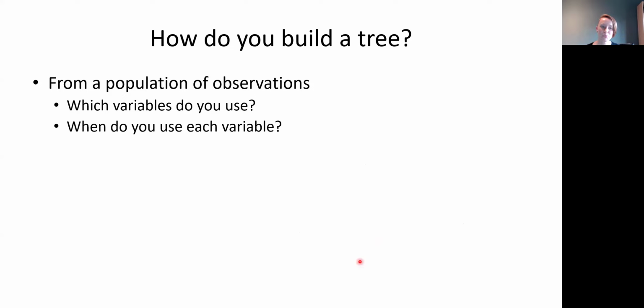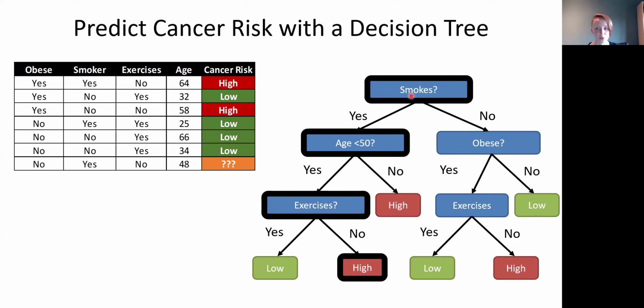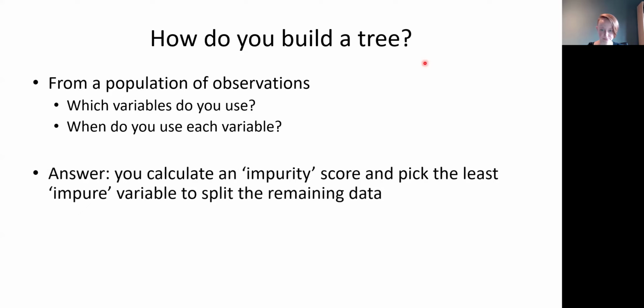But how do you build the tree itself? So we have some kind of population or set of observations in our data. So how do we decide which variables to use? And also at what point do we use each variable? So here we had smoking at the top, but there's nothing really stopping us putting exercise at the top. How did we decide to do that?